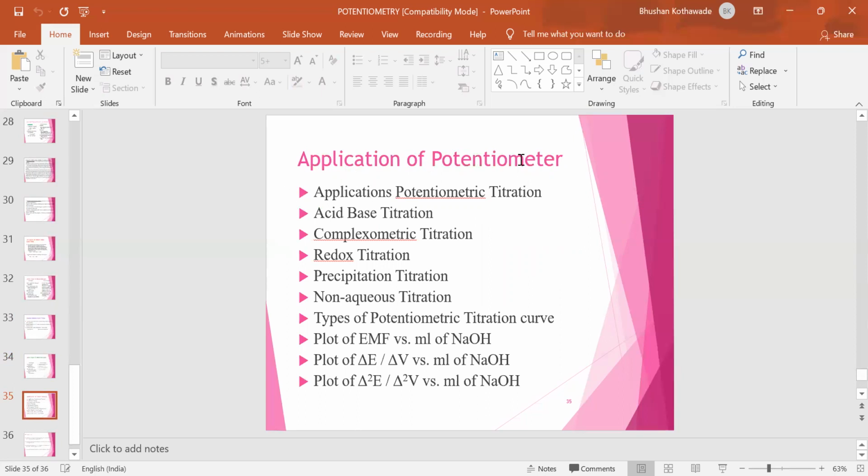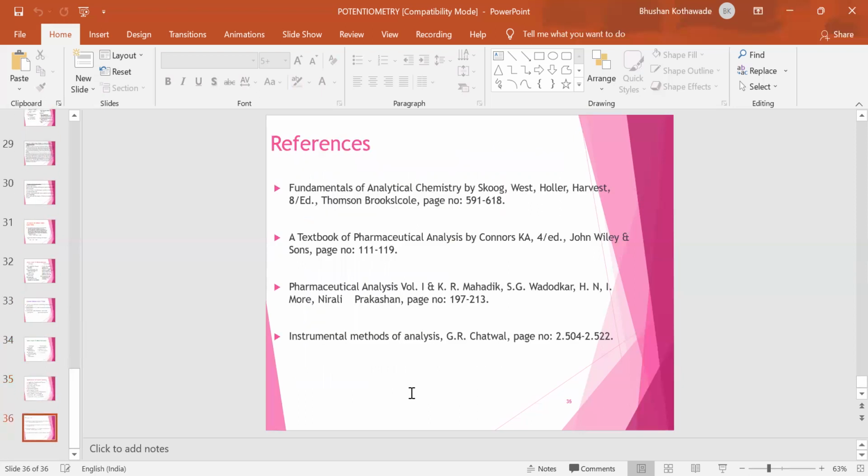Then what are the applications of potentiometry? That is acid-base titration. We can use it for complexometric titration, for redox titration, for precipitation, for non-aqueous titration, using this potentiometric indicator apparatus. Types of potentiometric titration curves we can plot: EMF versus ml of NaOH, or a plot of delta E versus delta V, delta square E upon delta square V versus NaOH. We can plot this and we can determine the pKa or pH or potential of the solution. So these are all the references, and this is all about potentiometry.